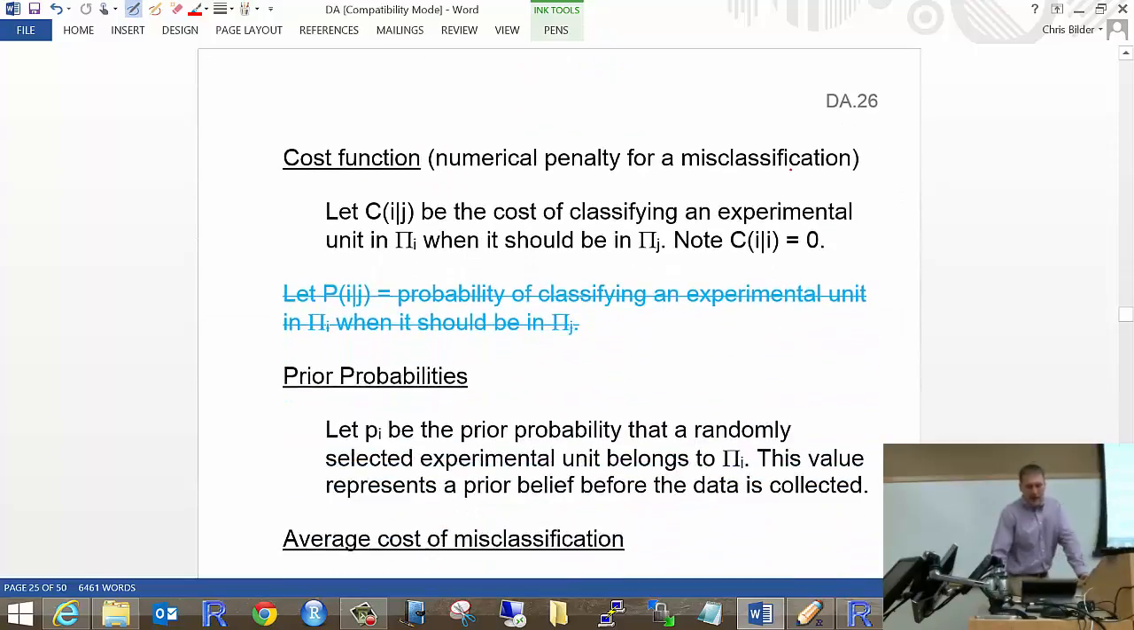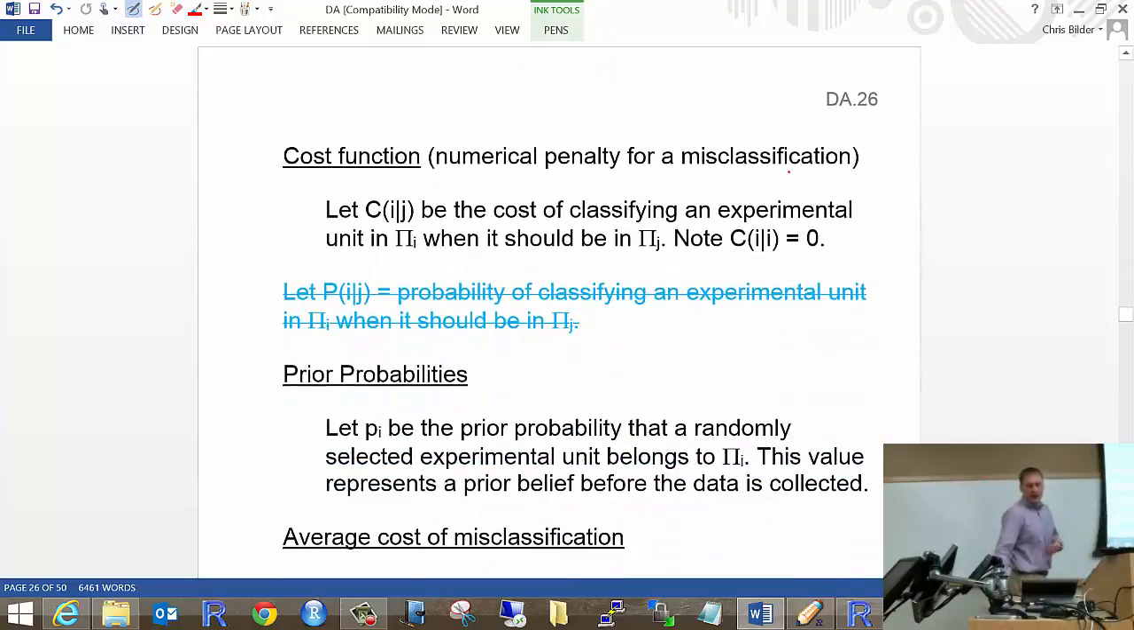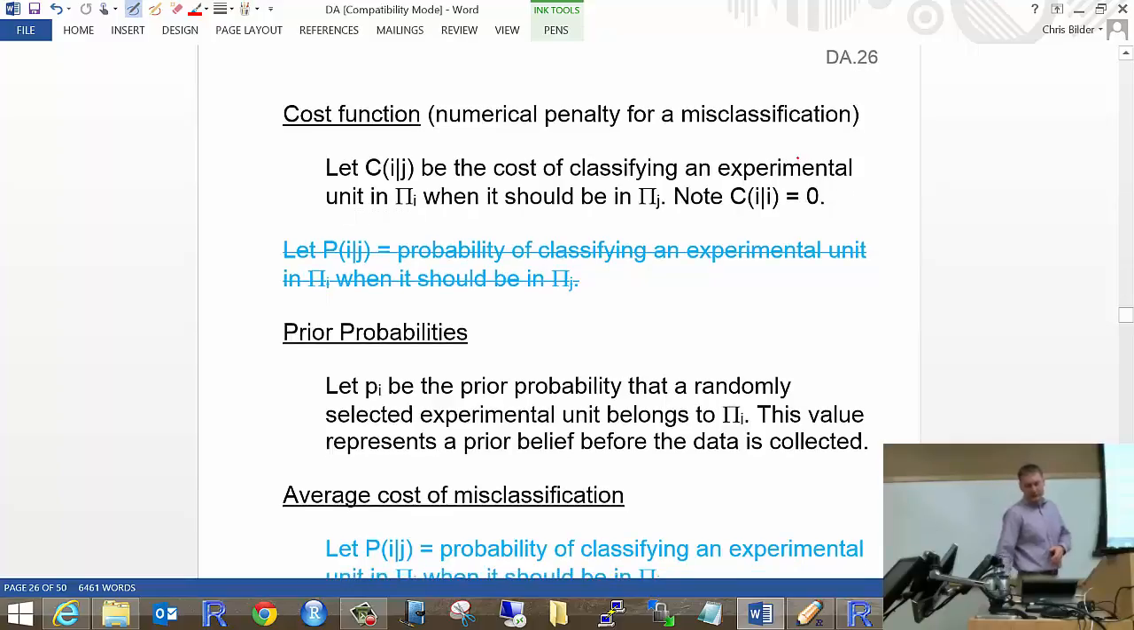So, how do we include the cost of a misclassification? In other words, a numerical penalty for making a particular kind of misclassification. Well, let's define C sub I given J as being the cost of classifying an observation in population I when indeed the observation should have been population J.